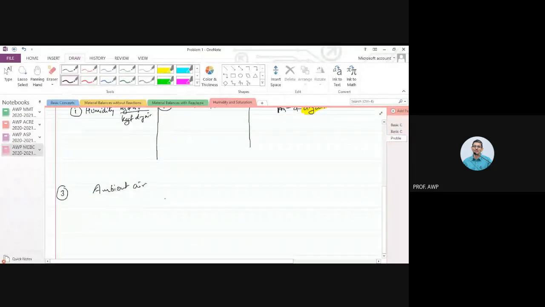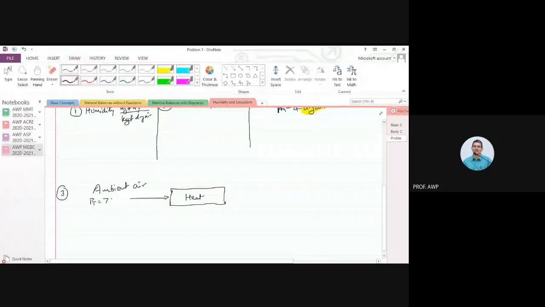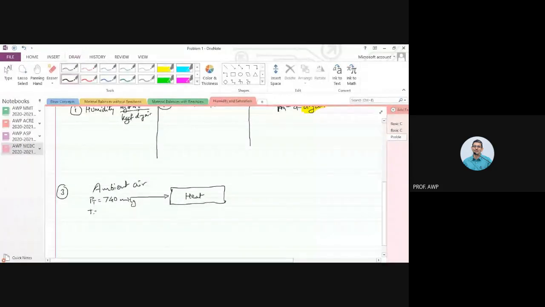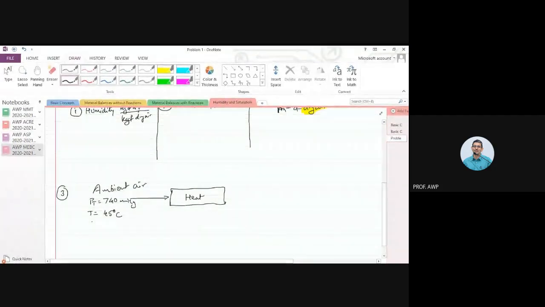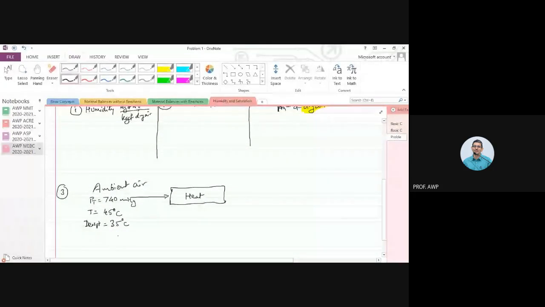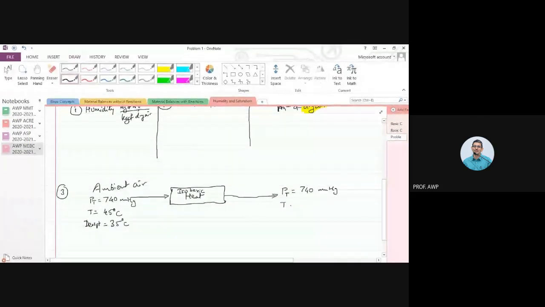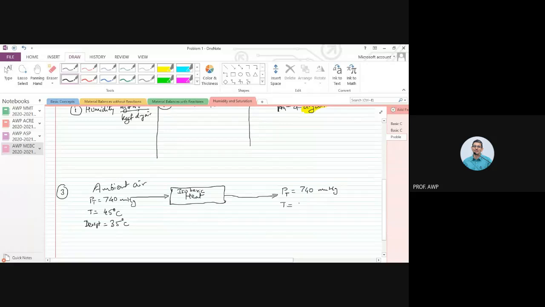This ambient air we are taking and we are heating that ambient air. So ambient air, let's say total pressure is say 740 mmHg. Temperature is let's say 45 degrees centigrade. Let's not say percent RH. Let's say dew point is let's say 35 degrees centigrade. Let's assume that this is isobaric heating, so total pressure remains the same. We want to heat it up to let's say 80 degrees centigrade. Maybe this air we are using for drying something, hot air.